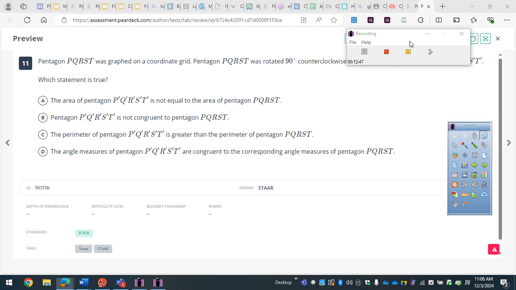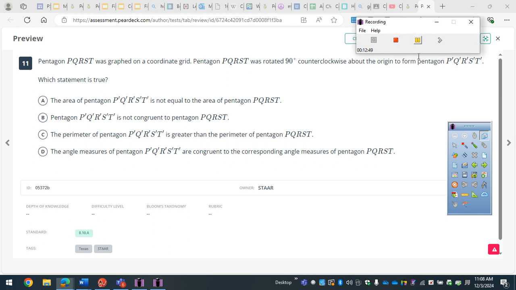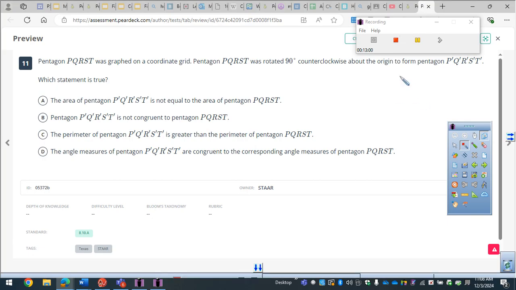Okay, clockwise. I just saw it real quick. I move this stuff around. It's going to be and rotate 90 degrees counterclockwise on origin. Which statement is true? So this is sneaky. It makes you want to think about writing the rules, but it's not asking about that. Remember, what does rotation mean?